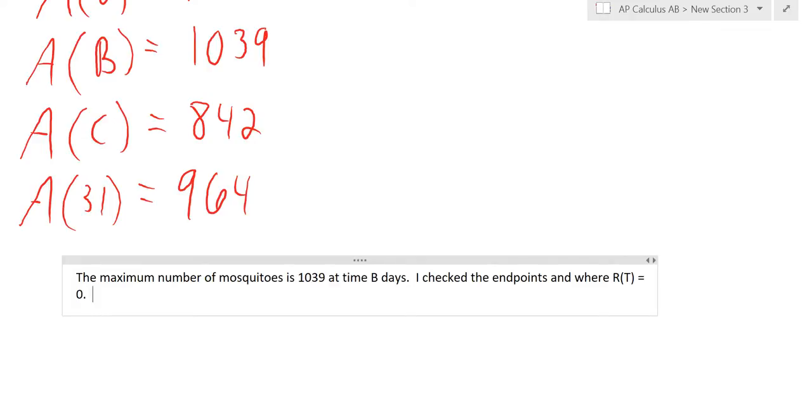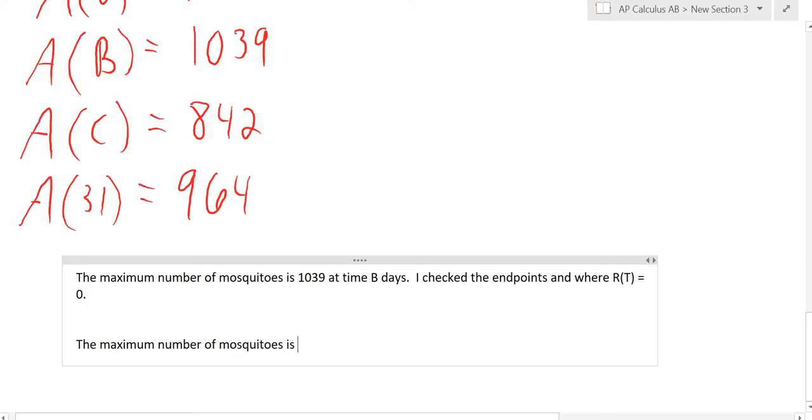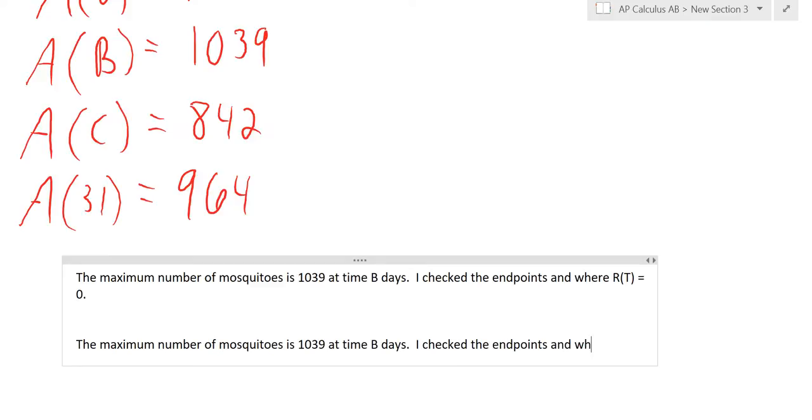Cool. If we didn't check c, because we knew c was a minimum, right? We knew c was a min because the derivative was changing from negative to positive there, right? So if that was the case, we'd write the same thing, the maximum number of, so you don't write both of these. I'm saying if you don't want to check c for whatever reason, you could write it like this. The maximum number of mosquitoes is 1,039 at time b days. I check the endpoints, and specifically where r of t changed from positive to negative. Okay? That's if you just check B.